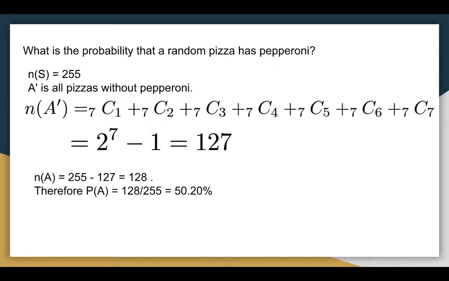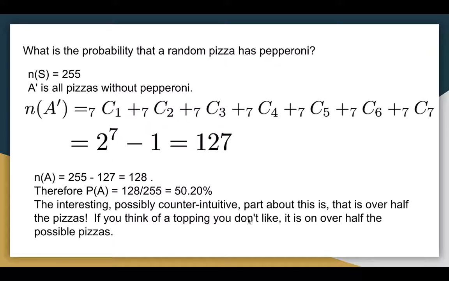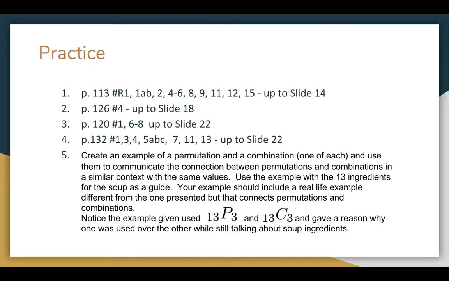The really neat thing, I think, is that's over half the pizzas. So if over half the pizzas have pepperoni, over half the pizzas will have anchovies, over half the pizzas will have mushrooms. It also tells you that if you add one more topping, you can double the number of pizzas you can make. If you take away a topping, so you no longer offer it, you're halving the number of pizzas you can make, which is kind of interesting.